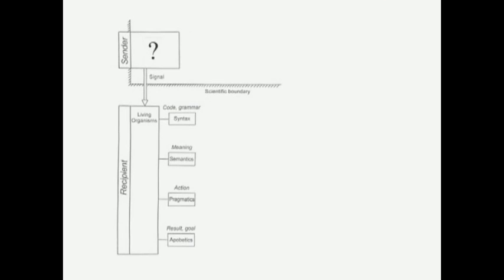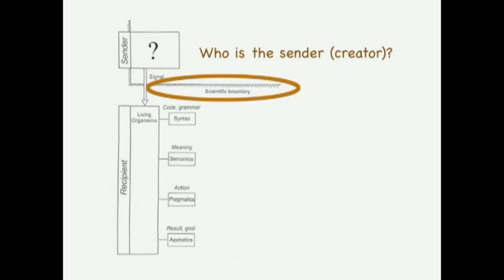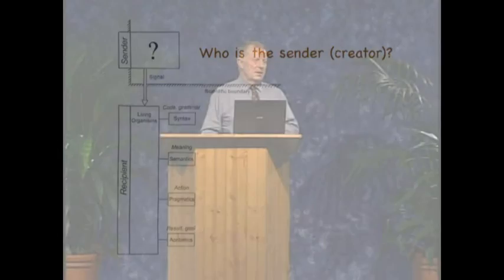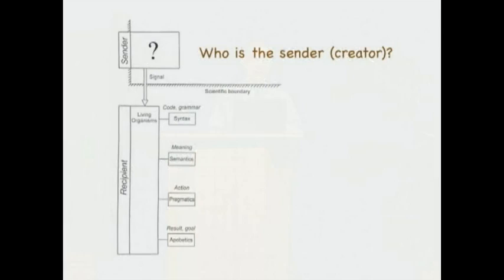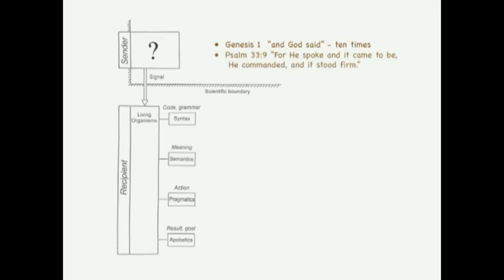Now, the next question is, who is the sender? Who is the creator? And we come now to a scientific boundary. We cannot say from the viewpoint of laws of nature about information who the person of the sender is. Now we need another source of information. And this other source of information is the Bible. And the Bible tells us in Genesis 1, ten times, and God said. And in Psalm 33 we read, for he spoke, and it came to be; he commanded, and it stood firm. The sender, God, can do it in a very short time.